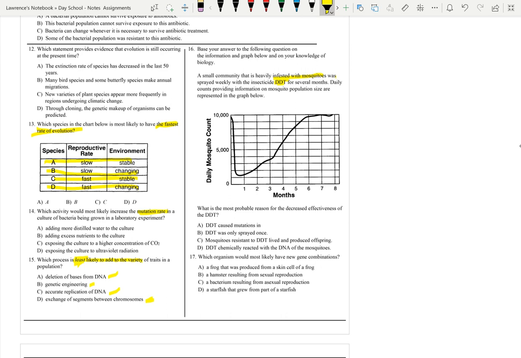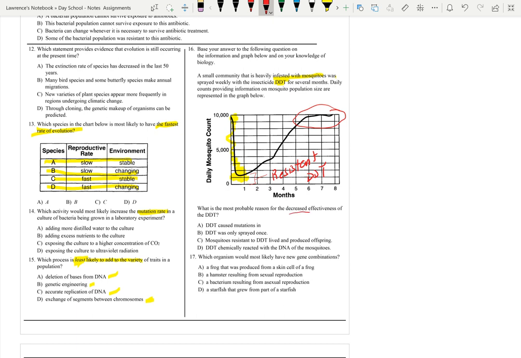What is the most probable reason? So they used a lot. Oh my God, look at the mosquitoes. So many of them, and then they almost all died. Almost all died. These guys were resistant to DDT. So they started multiplying and making a whole resistant population. Wow. The DDT doesn't work anymore.